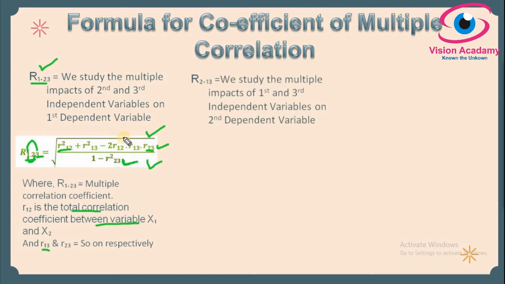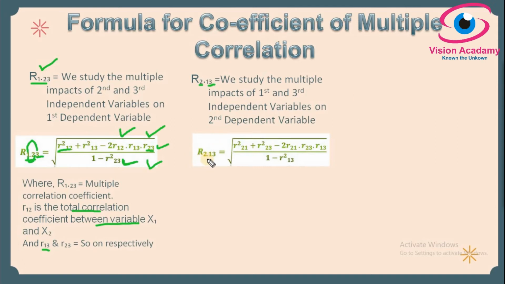Once you understand this formula, the same thing can be replaced in R2.13 and R3.12 also. As I told you already, in case of R2.13, 2 is the dependent variable and 1 and 3 are the independent variables. So we study the multiple impact of the first and third independent variables on the second dependent variable. Let us understand what formula we use here.